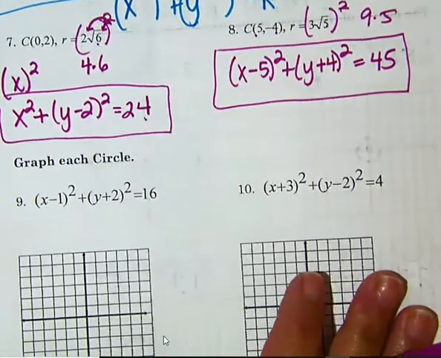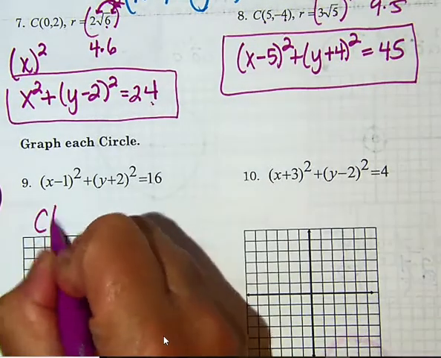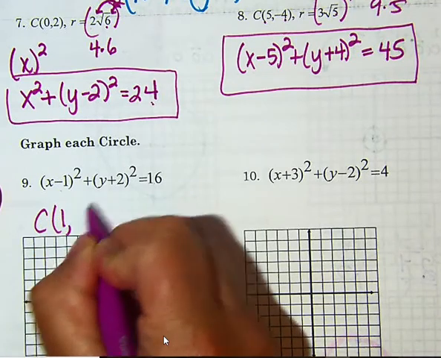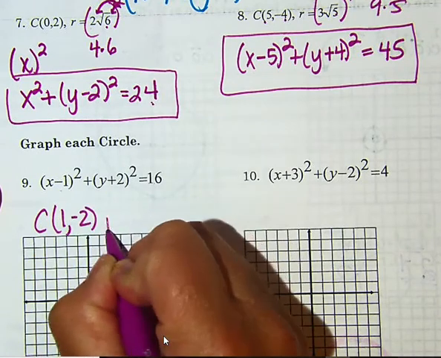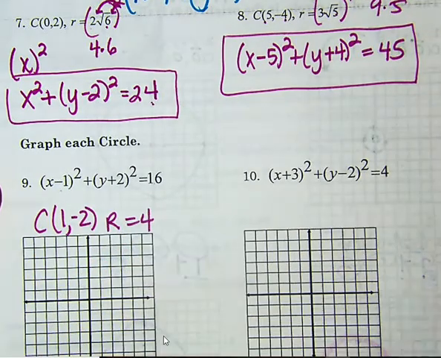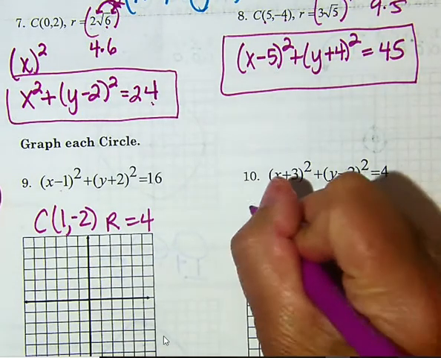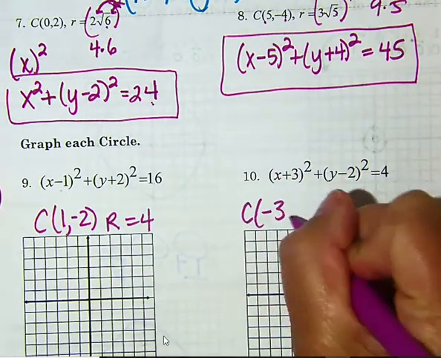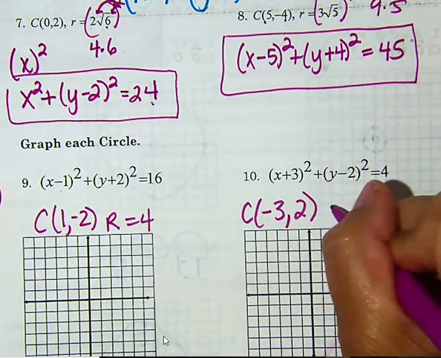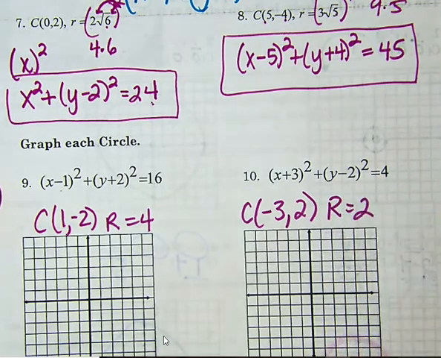Here's my next one. They give you the equation. I like to put my center. Pull this out. Positive 1, negative 2. Radius is 4. Same thing here. My center is negative 3, positive 2, and my radius is 2.